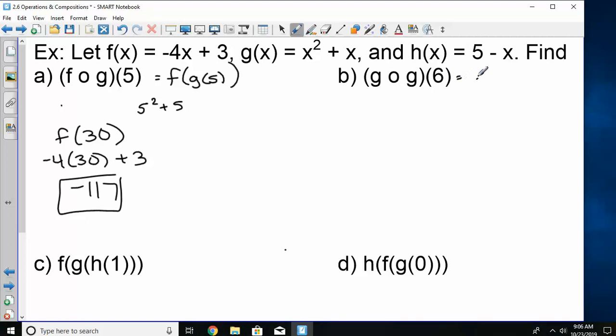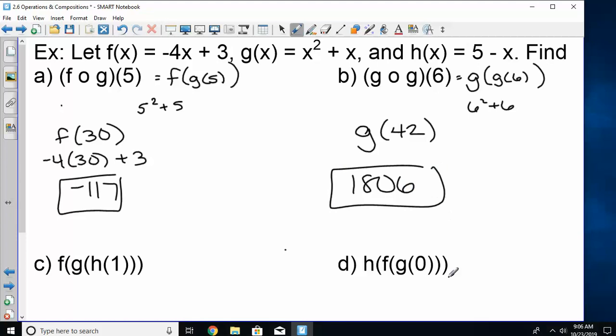Okay. B, you're doing g composed with g of 6. So if you put a 6 into g, you get 42, 36 plus 6, so 42. Now if you plug a 42 into g, I'm going to have to pick up a calculator there. 42 squared is 1764. Alright. Is that one okay?